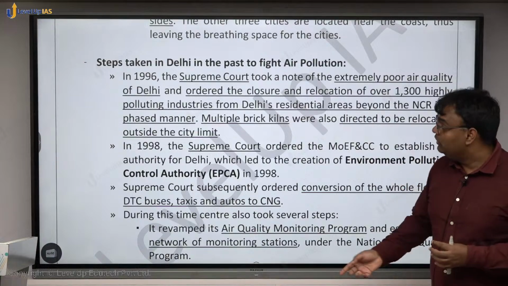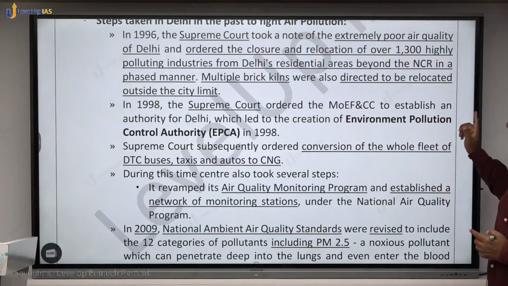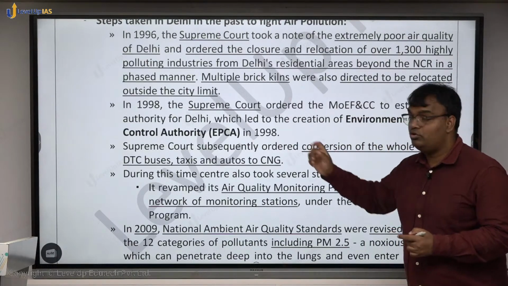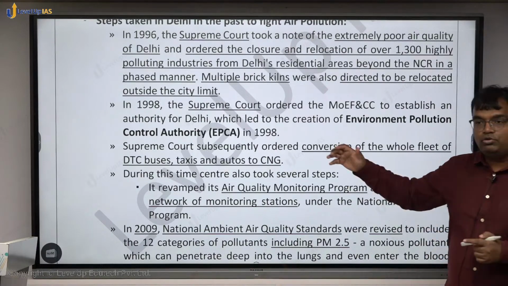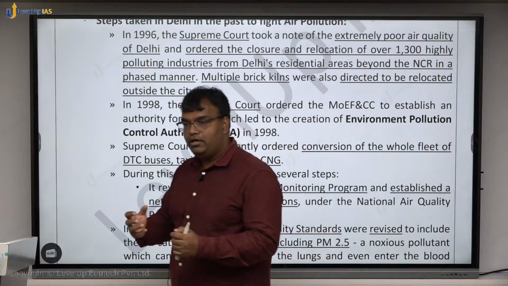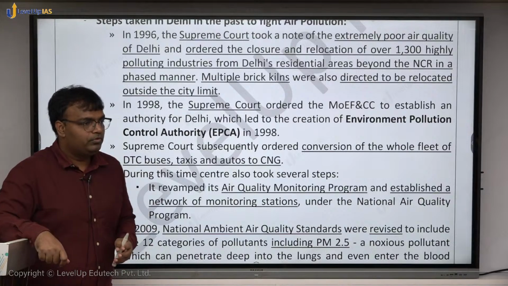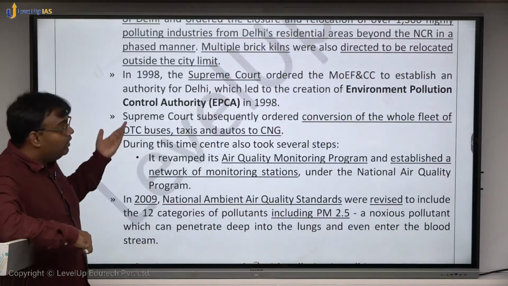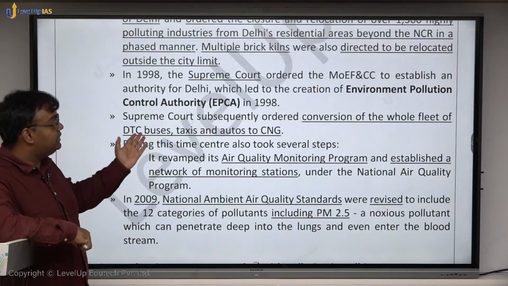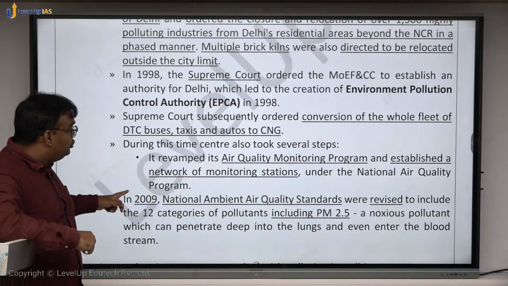decision of Supreme Court. Then in 1998 Supreme Court ordered the Ministry of Environment, Forest and Climate Change to establish Environment Pollution Control Authority to look after the air pollution problems in Delhi. This Environment Pollution Control Authority has now been replaced by a new statutory body. We will study about CAQM also. 2021 में एक नया बॉडी बना EPCA को रिप्लेस करने के लिए. Then conversion of whole fleet of DTC buses, taxis and autos to CNG. Commercial vehicles, CNG vehicles चलते हैं दिल्ली में. You must have noticed that.